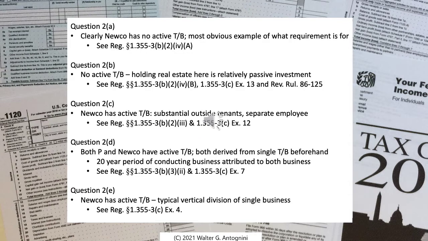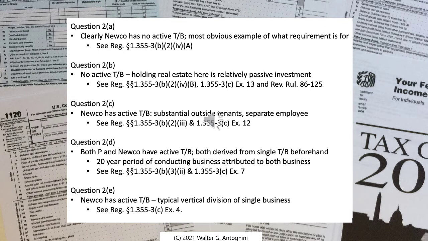In question 2A, P is engaged in the manufacture of soap. The assets that P transfers to NewCo consist of investment securities. Clearly, there is no active trade or business in NewCo. Investment activities do not constitute a trade or business. This is indeed the most obvious example of what the active trade or business requirement was meant to prevent.